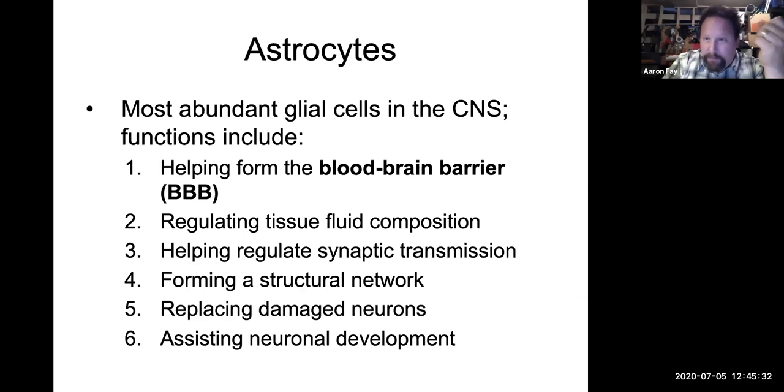Astrocytes are also important for regulating the fluid composition in these tissues, right? Acting as that middleman. They help regulate synaptic transmission. It just has to do with keeping the cell healthy, and you can learn more about that in physio. There's also the structural framework that I talked about. Astrocytes can also help repair damaged neurons, and they actually play a role in neuronal development, but that's really outside the context of this class.